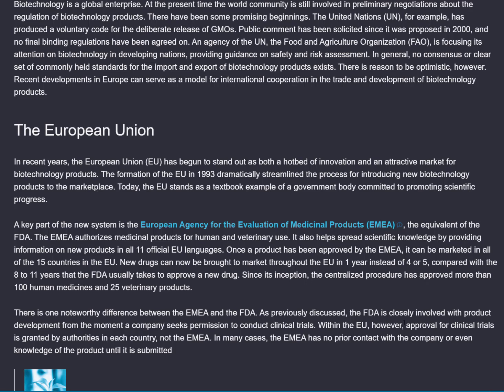An agency of the UN, the Food and Agriculture Organization, FAO, is focusing its attention on biotechnology in developing nations, providing guidance on safety and risk assessment. In general, no consensus or clear set of commonly held standards for the import and export of biotechnology products exists. There is reason to be optimistic, however. Recent developments in Europe can serve as a model for international cooperation in the trade and development of biotechnology products.